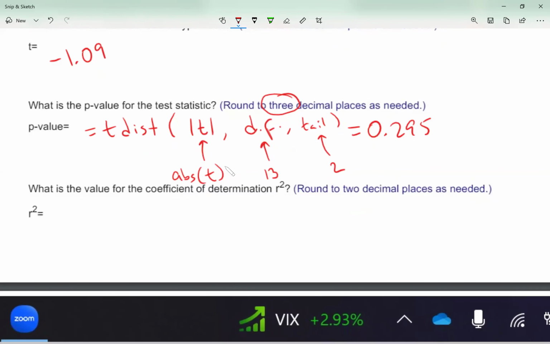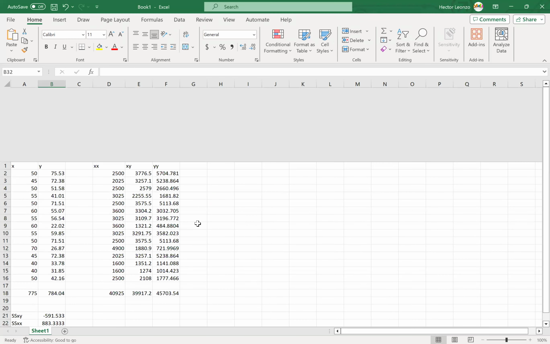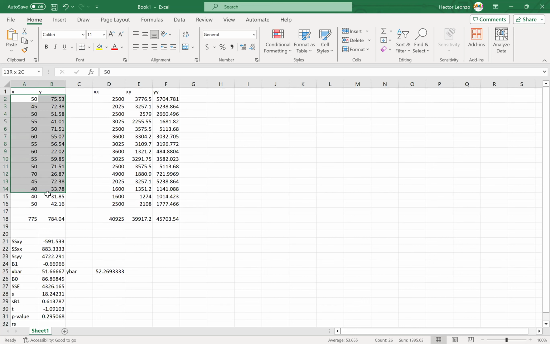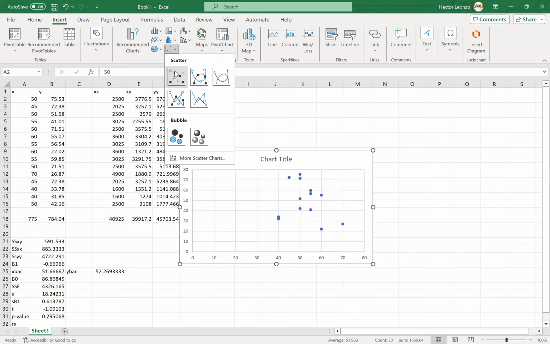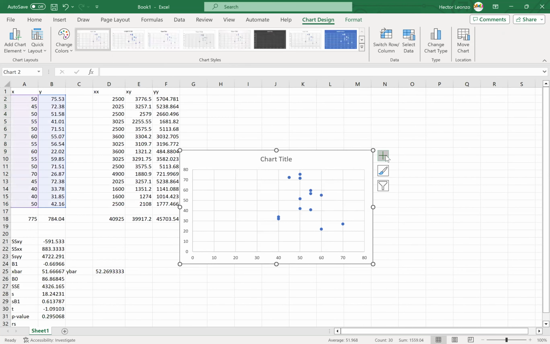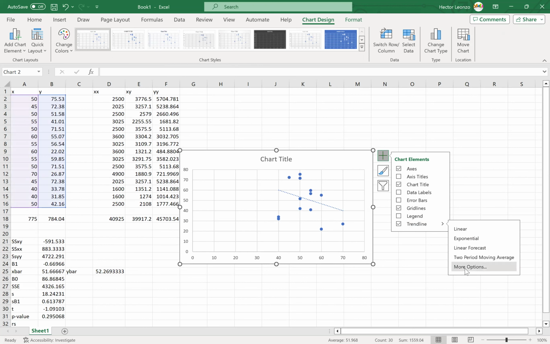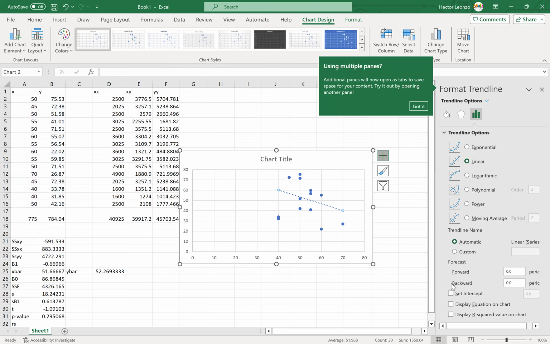Now, what is the value for the coefficient of determination, or r squared? Now, I'll be honest with you guys. This formula, I don't want to confuse you guys with many formulas. So let me come back here. I'm going to use technology. I'm going to highlight my X and my Y values. I'm going to insert this. I'm going to say points. I'm going to go on the trend line. I'm going to go here under more options. And I'm going to say display the R square.